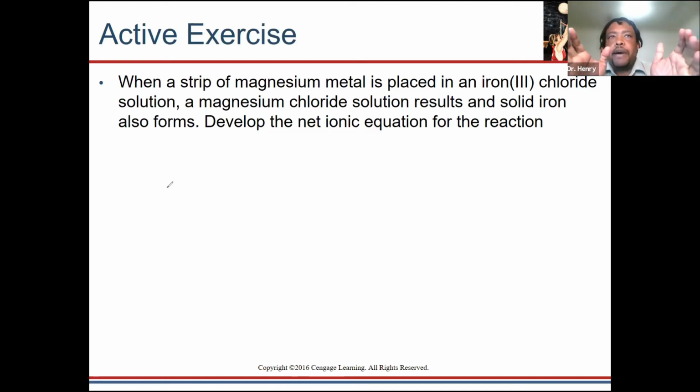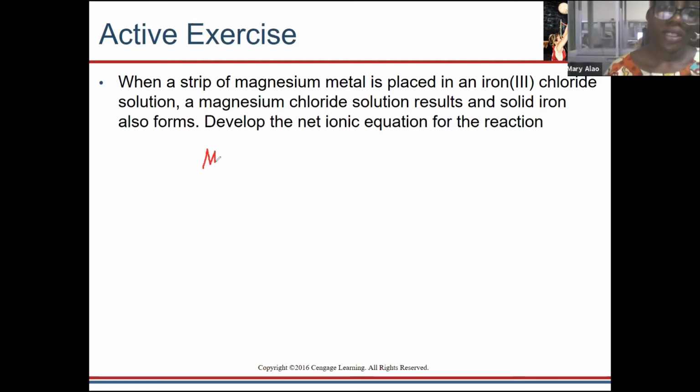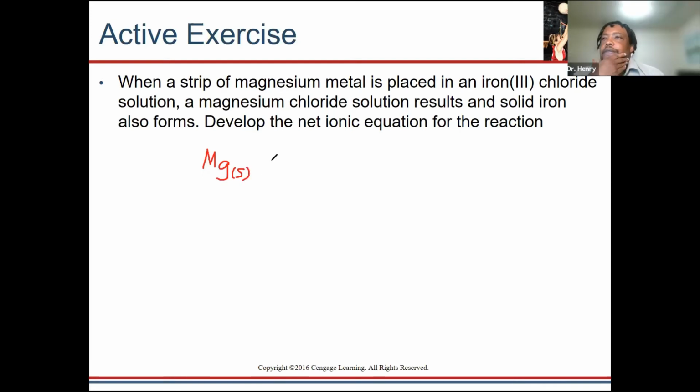So what is going to be my reactant, as in the chemical equation? What are going to be the reactants? Magnesium solid metal, obviously. What is the symbol for magnesium? Mg. And I use what for solid? S, subscript S. Okay. And what else am I reacting?